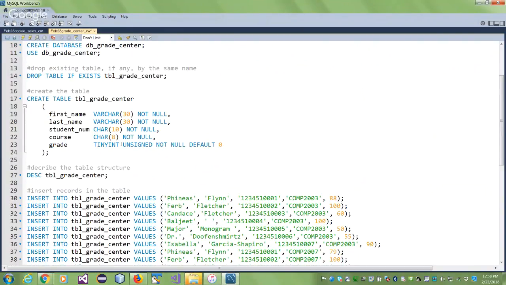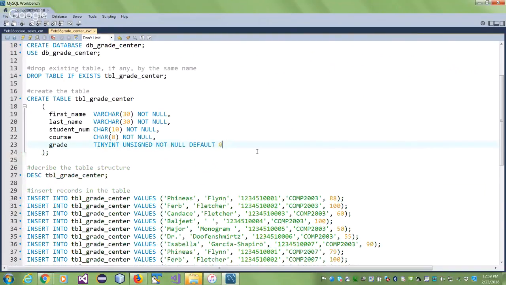Percentages always come out of 100, so there's nothing smaller than tiny int. I could have gone bit, of course, but that's too much work. The smallest int is tiny int. It's unsigned, it's not null, and the default is 0. Please do not put the 0 in quotes. It's not wrong. MySQL takes it, but I don't want you to do it.